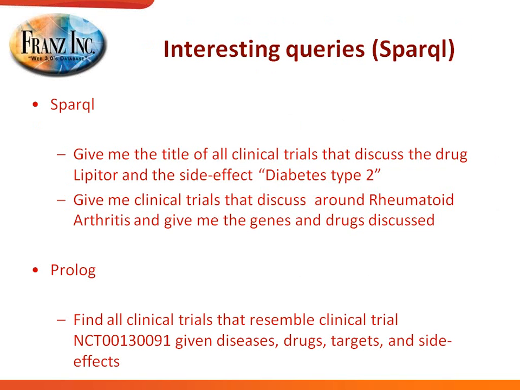Okay, I think I've discussed now most of the databases that I have in one federation. So let's do some SPARQL and Prolog on top of this. So I will show you a SPARQL query where I say, give me the title of all clinical trials that discuss the drug Lipitor and the side effect diabetes type 2. And then I will use the data from Alidar to say, okay, give me all the trials that discuss arthritis and give me the genes and the drugs discussed. And then I will do some Prolog queries.